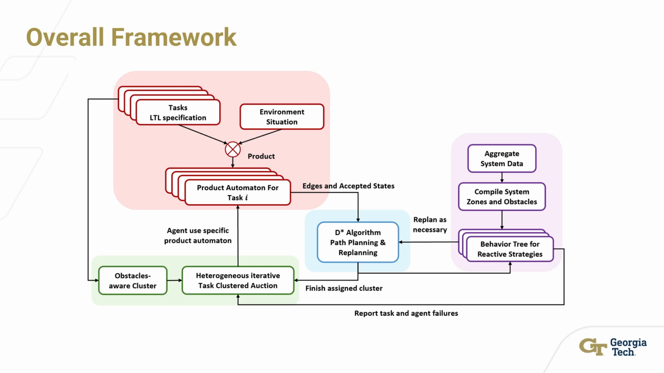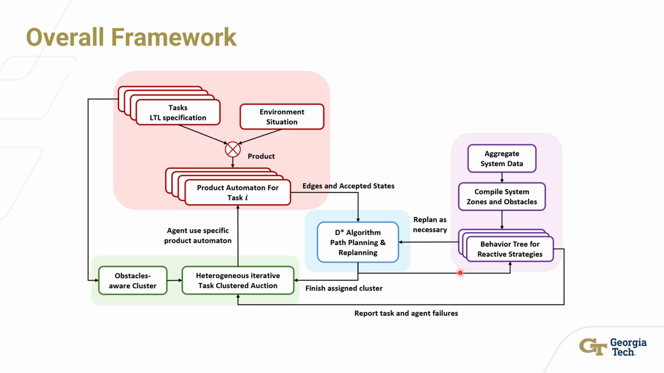Let me begin with an overview of the framework architecture. It consists of two main layers. The first layer includes both task allocation and path planning. The second layer is a mid-level coordinate manager, which is responsible for managing execution-level issues in real time.